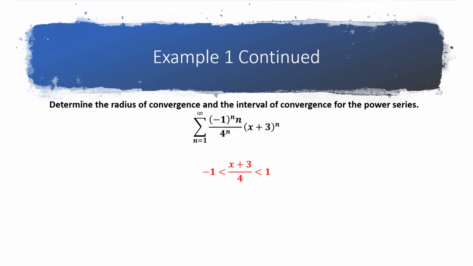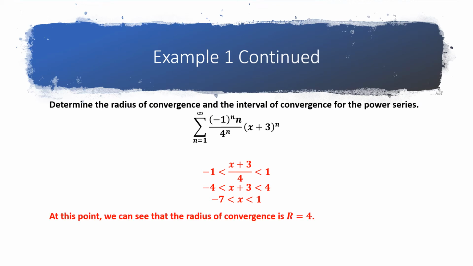All right, so then I know that x plus 3 over 4 has to be between -1 and 1, just like we did with our geometric series. Because it has to be between -1 and 1, I can multiply both sides by 4, and then I can subtract 3. In other words, I know my interval is going to go between -7 and 1. At this point, I can also see that my radius of convergence is going to be 4, because the distance between -7 and 1 is 8. 8 divided by 2 would be 4.